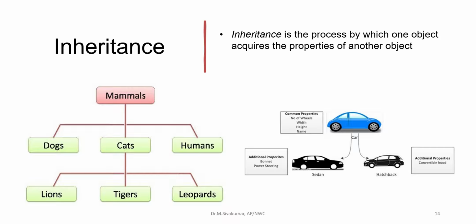The slide shows an example using mammals, dogs, cats, humans, and further subcategories. Similarly, in programming, we can have a base class vehicle and derived classes car, bike, truck. Inheritance helps avoid duplication. Instead of writing common code again, we write it once in the base class and reuse it.